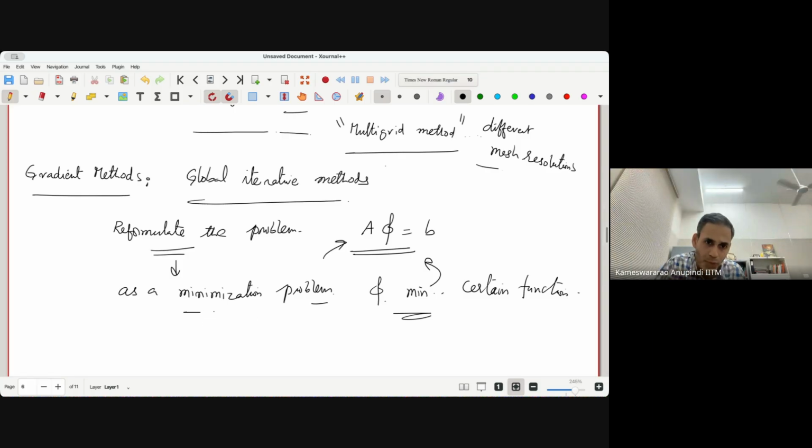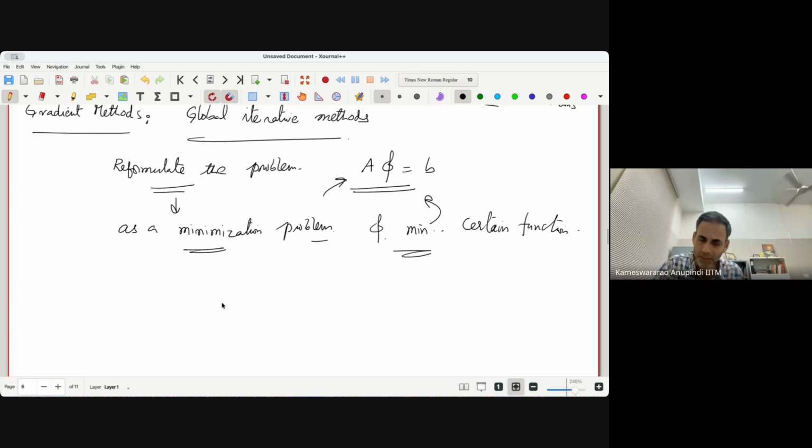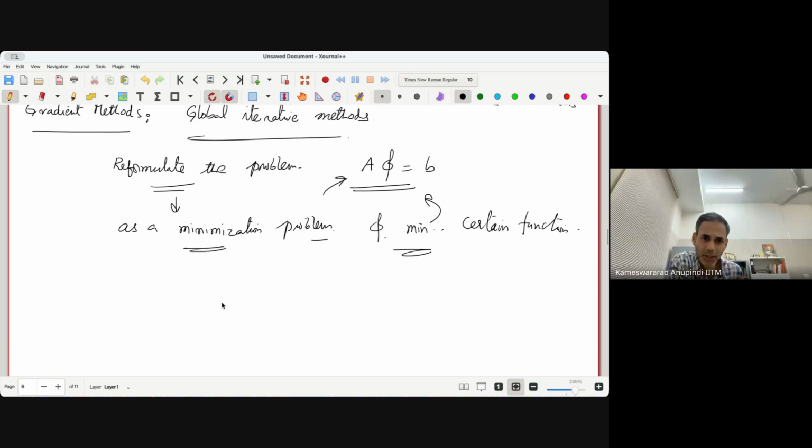Now, from optimization, we can do minimization of a particular objective function. So the function that gradient methods actually use is as follows. But before that, I want to make sure that what we're dealing with is: A is a matrix, and I can write double lines here. Phi is a vector, B is a vector. We already know this is a vector, this is a matrix, and this is a vector.